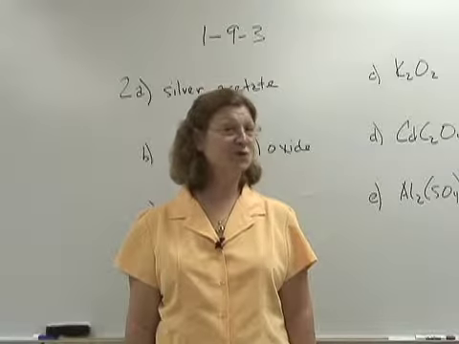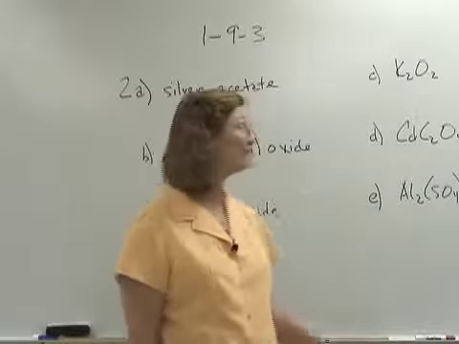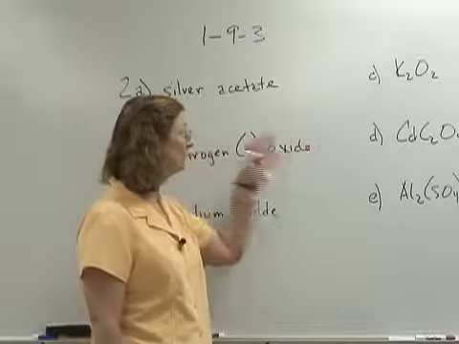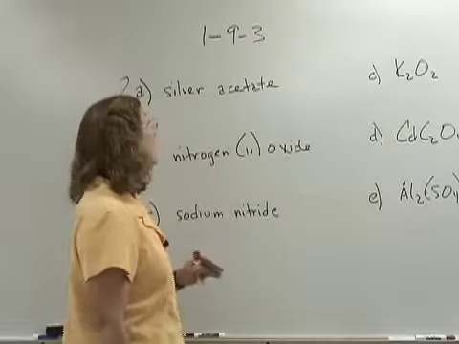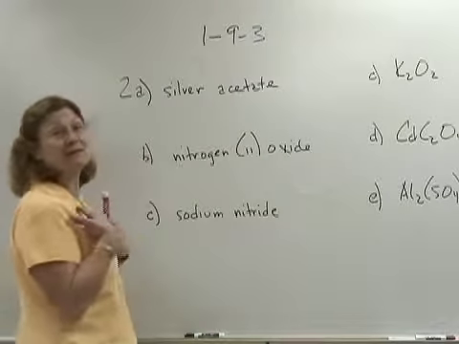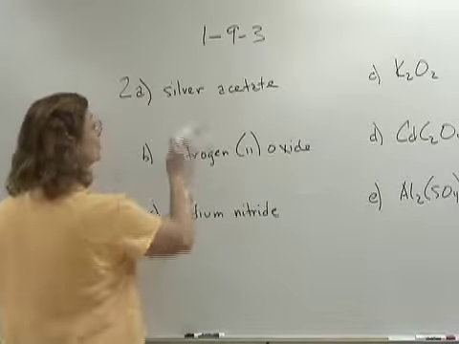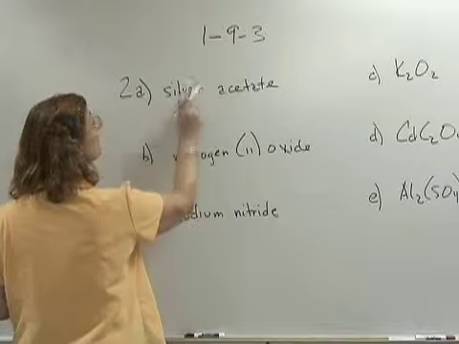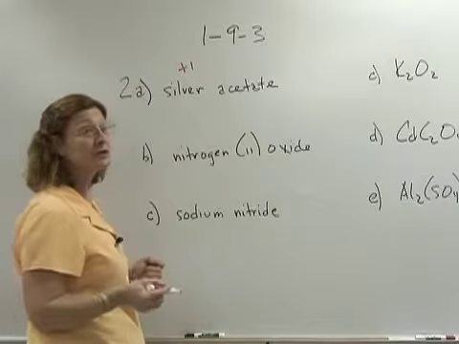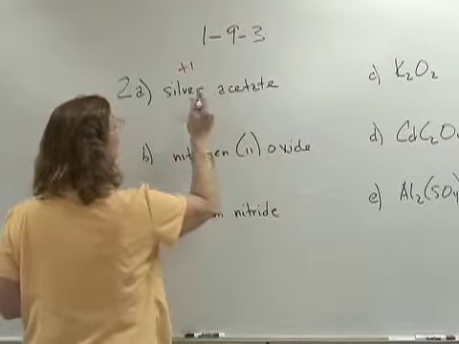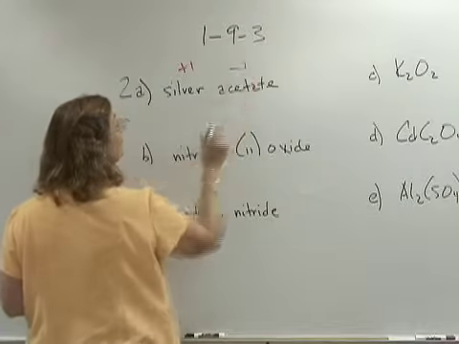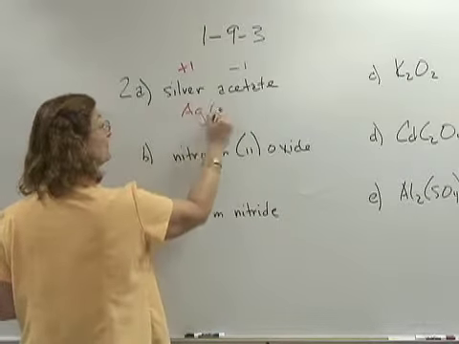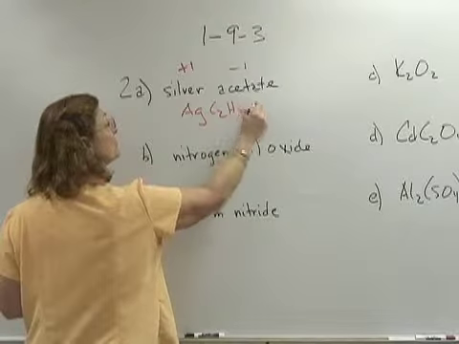In number 2, we are determining the formula to the name and the name to the formula. My habit is that I write the charge above the word, and silver is always, always, always +1, so I don't need a Roman numeral in the name because it's understood. Acetate is -1, so it's just silver acetate, C2H3O2.